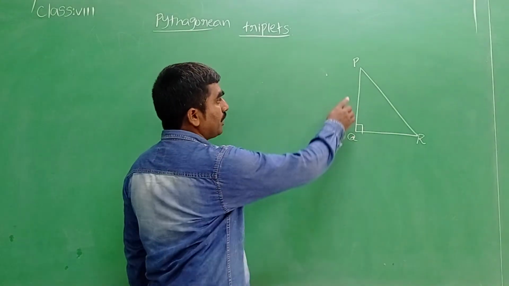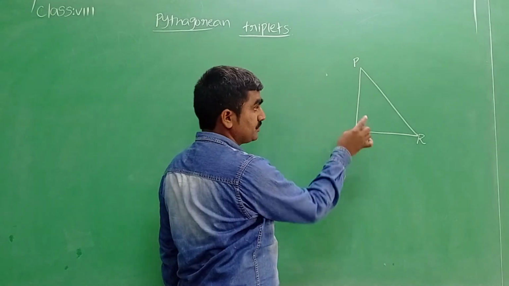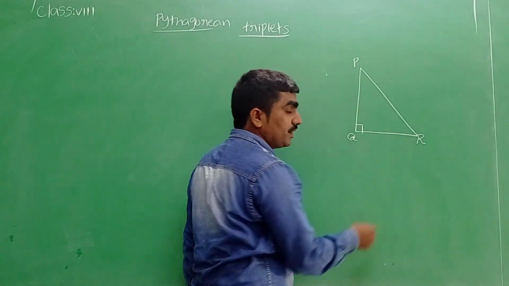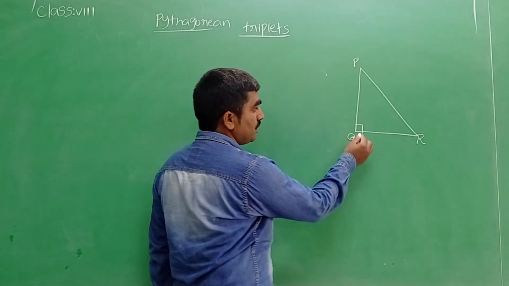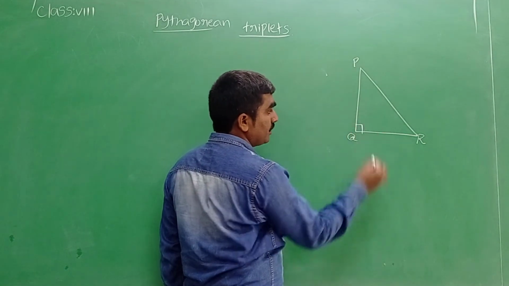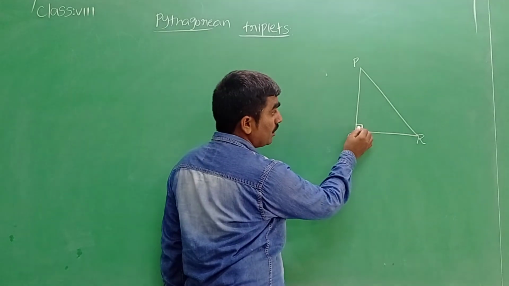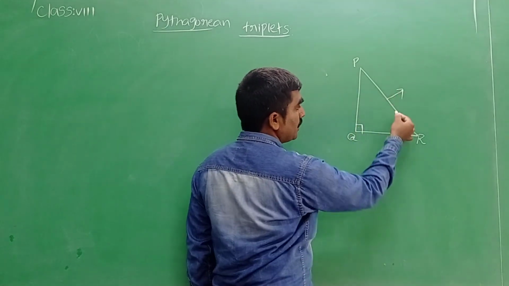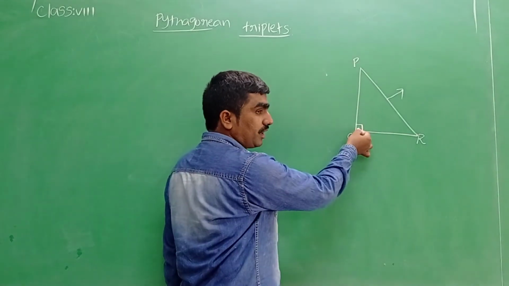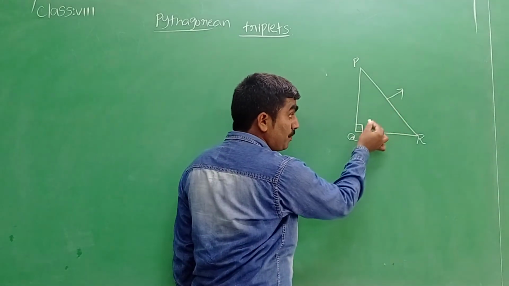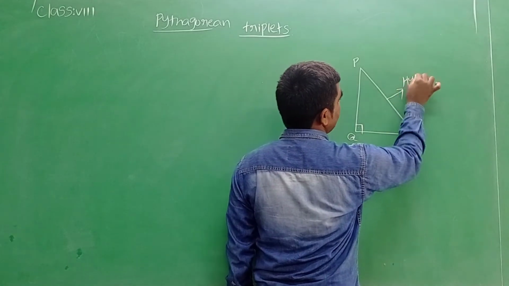Now here I am taking one right angle triangle, triangle PQR, right angle at Q. A right angle triangle is one in which one angle must be 90 degrees. Now tell me which side is opposite of angle Q? Yes, PR is opposite of the right angle. The side which is opposite of the right angle is called the hypotenuse.